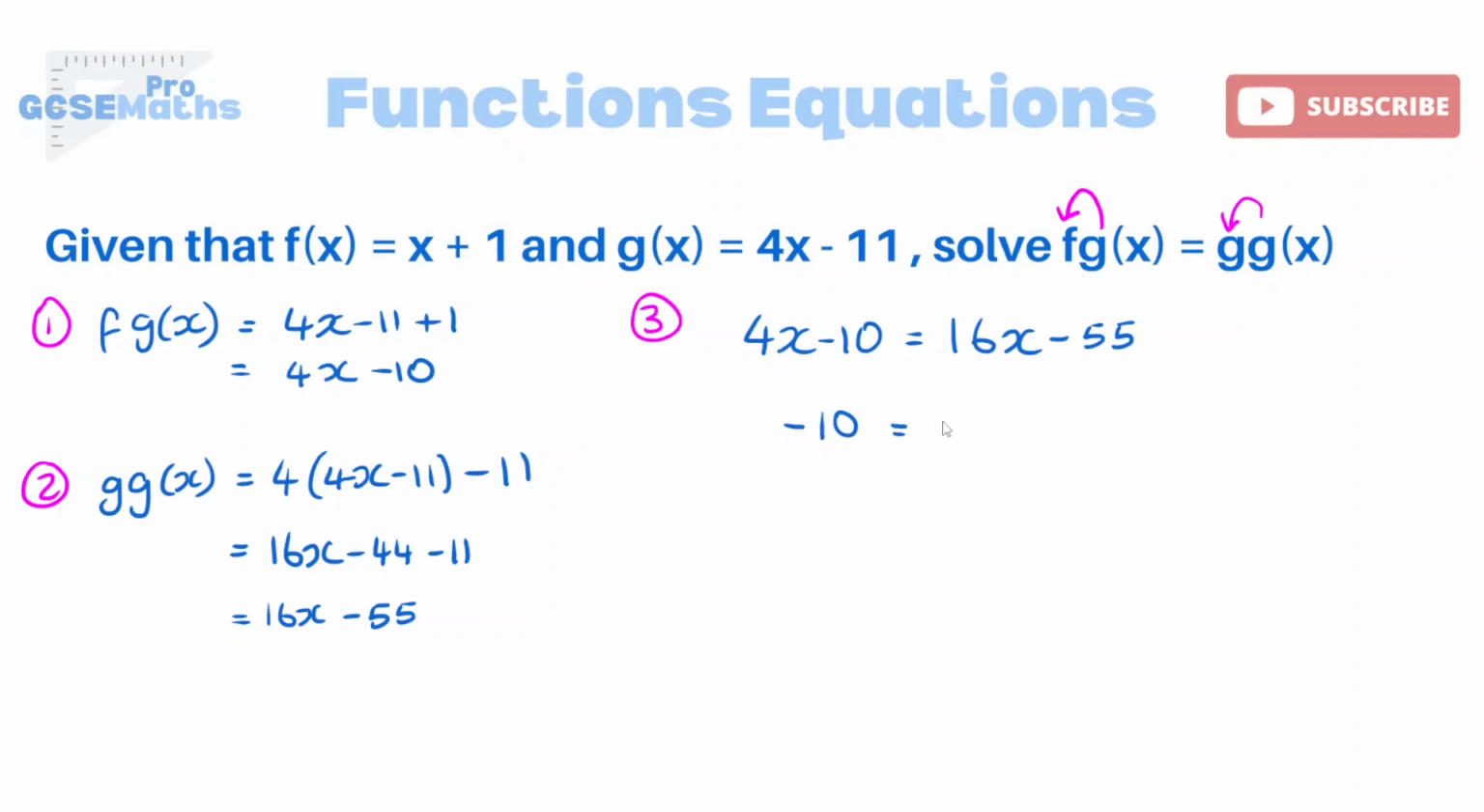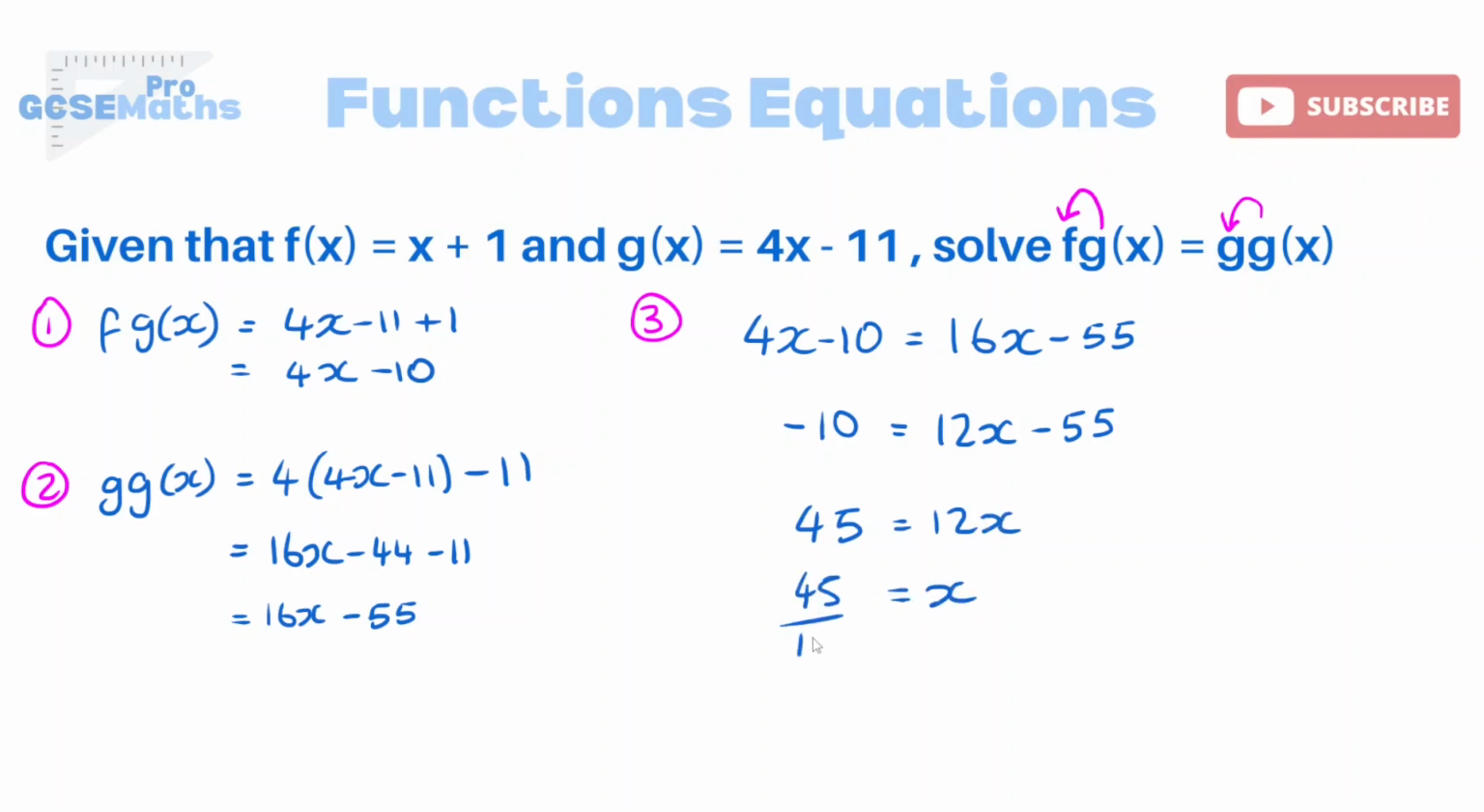16x minus 4x, obviously 12x, that's still positive, which is great. And we still have minus 55. Now we're just going to add 55. So minus 10 plus 55 is 45, isn't it? Equals 12x, and then just divide by 12.